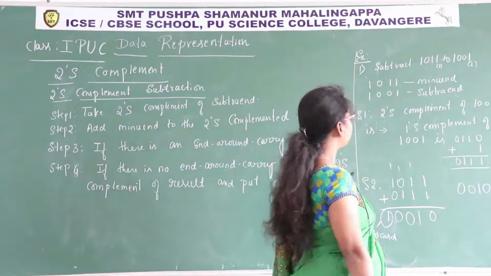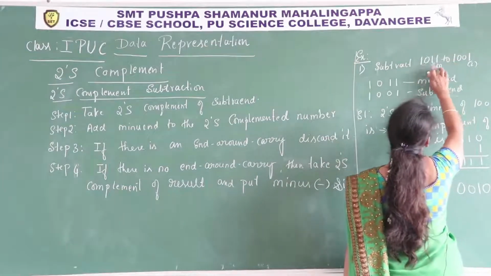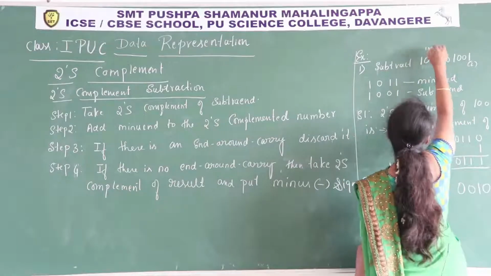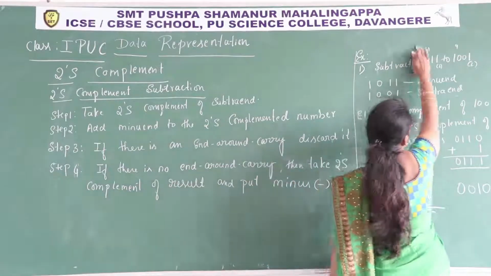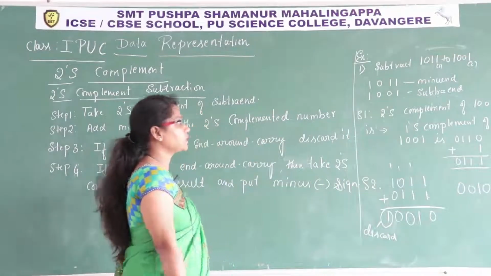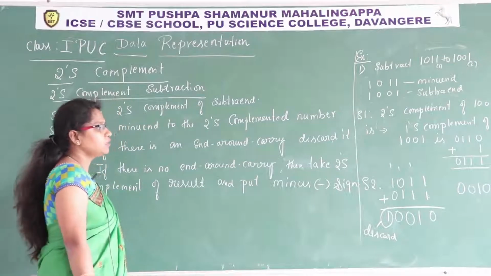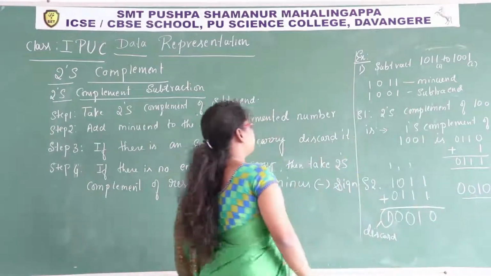You can cross verify it. What is this number in decimal form? 8, 4, 2, 1: 8 plus 2 is 10, a minuend of 11, and the subtrahend is 9. 11 minus 9 is 2. So we got the same result, 2. The question is asked in binary format, so we have to keep the result in binary format. Next.